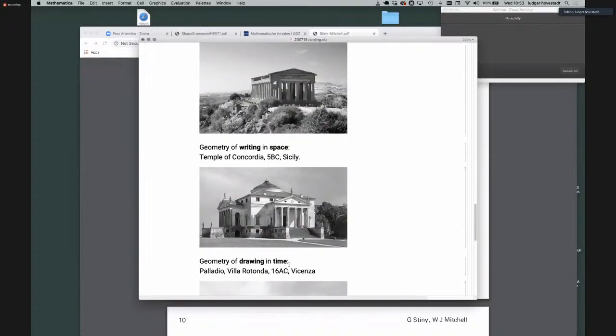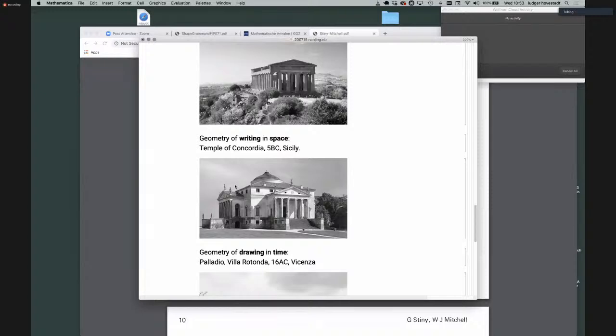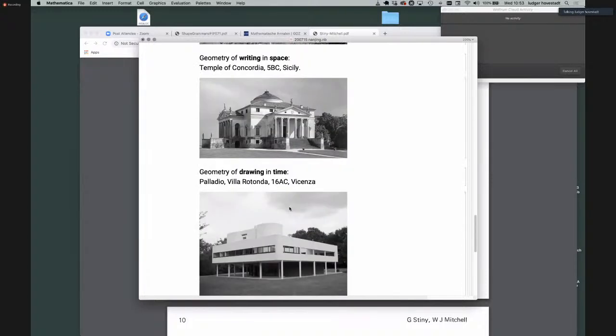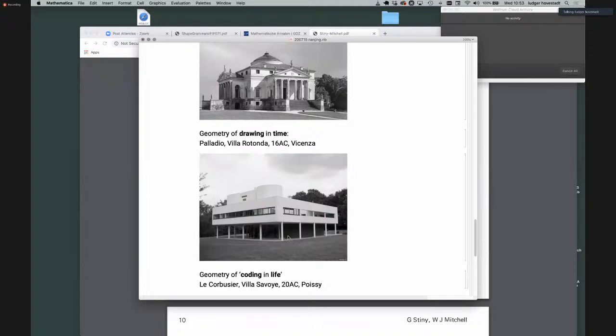This is the geometry of drawing in time, Palladio, 16th century. And I would say this has to be a geometry of coding in life. Coding is not a phenomenon we have now since 2000. As I told you with the mathematics, it's 1880. All the paradigms of coding had been fully developed in 1930. The lambda calculus I'm always working in, and all the programming languages on the von Neumann architectures, had been developed in 1930, fully developed.